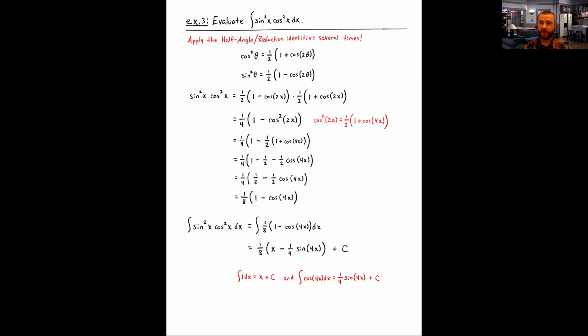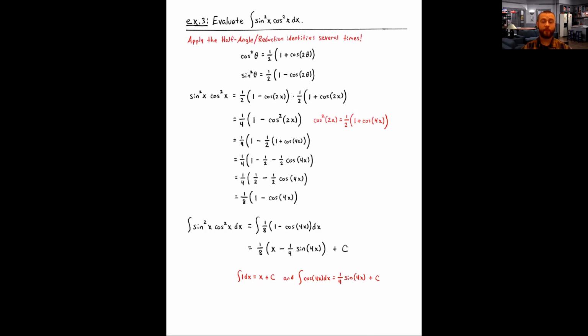And your antiderivative here, we have that constant multiple 1/8 out front, and then inside the parentheses, 1 integrates to x, cosine of 4x integrates to 1/4 sine of 4x. And we're done.